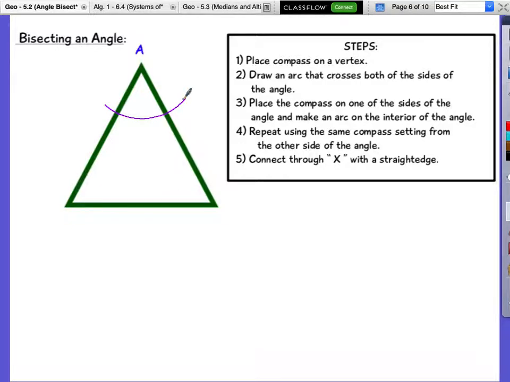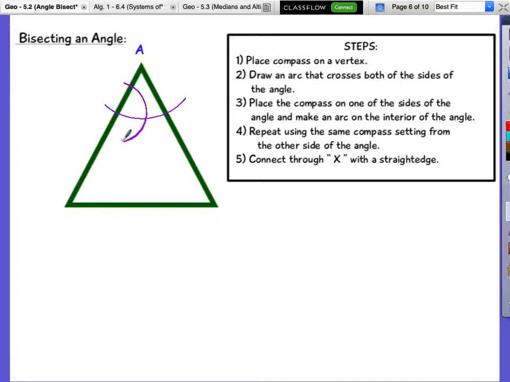So what we're going to do now is put the pointy part of the compass on one of the intersections, where the arc intersected both sides of the angle. We need to choose a compass setting now that is over half of the angle length. So I'm going to put mine about here, for example, and you draw an arc on the inside of the angle.